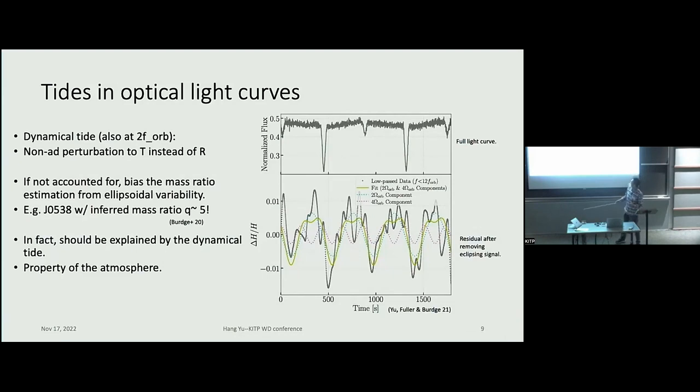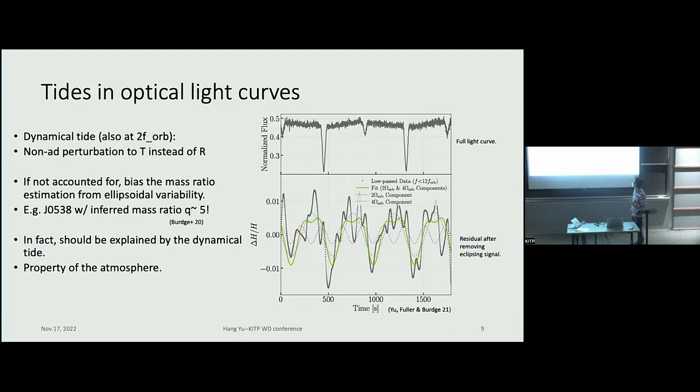One example is this system J0538. It has a 14-minute orbital period, and here the hotter white dwarf is really hot. It's something like 26 kilokelvin. When the authors initially tried to fit this oscillation curve as ellipsoidal variability, they inferred a not so physical mass ratio. But really, we should explain this signal with dynamical tide.